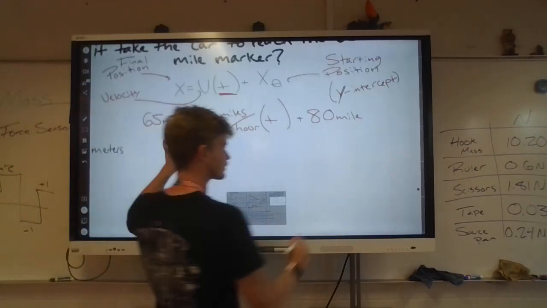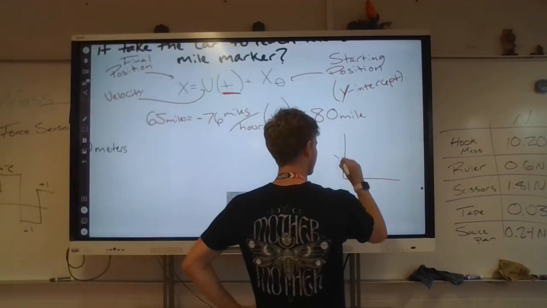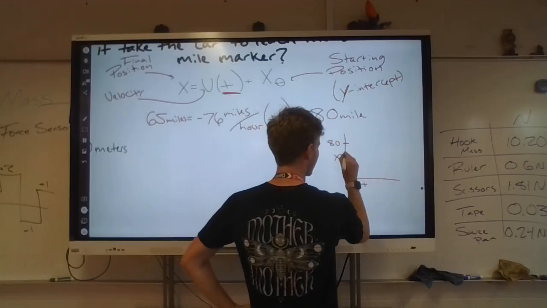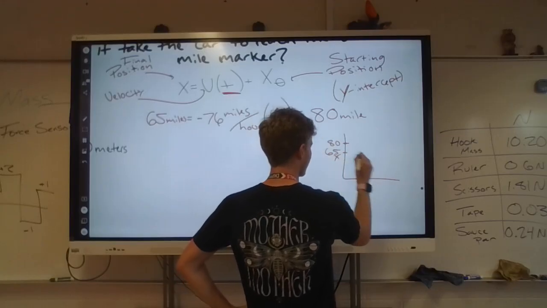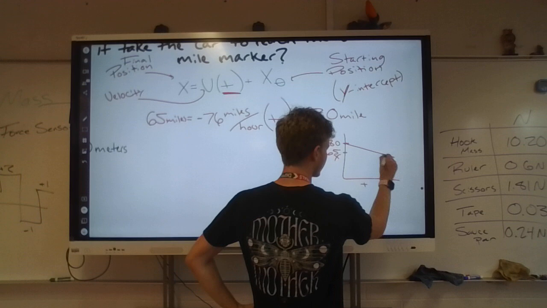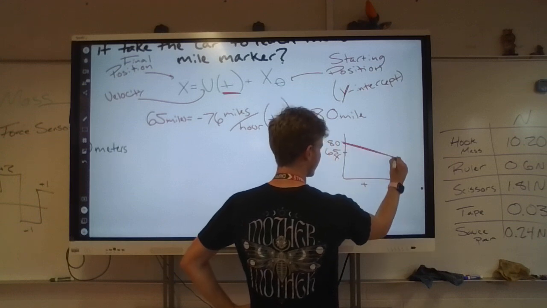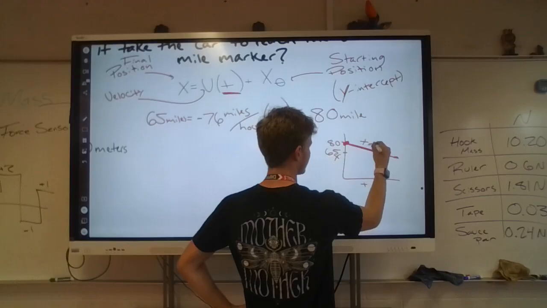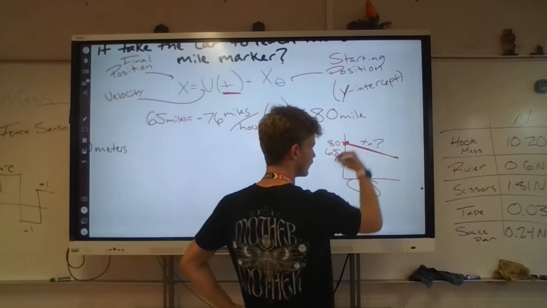If we were to graph this, on a position over time graph, you're starting at the 80-mile position, and then you guys are ending at the 65-mile position, okay? This is what your graph would look like. This is where you ended. This is where you started. How much time did it take to go this distance?